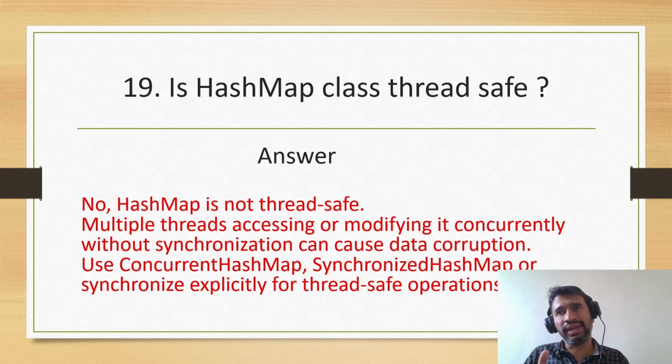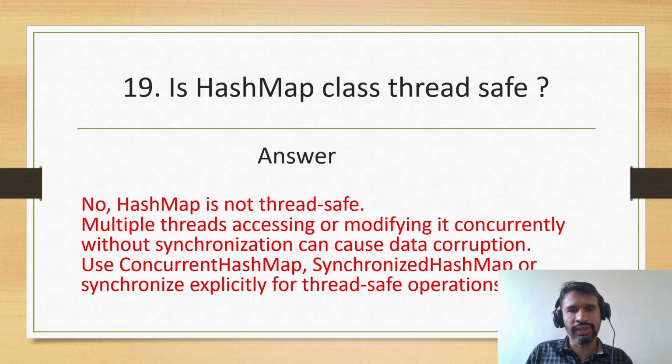So what is the variant which is thread safe, if somebody asks you? One is ConcurrentHashMap, that is thread safe, or you can go for SynchronizedHashMap, that is also thread safe. The third one is you can make the whole map synchronized. There's a method in Collections by which you can make the map thread safe. So basically, the third one is we are synchronizing the whole map explicitly.